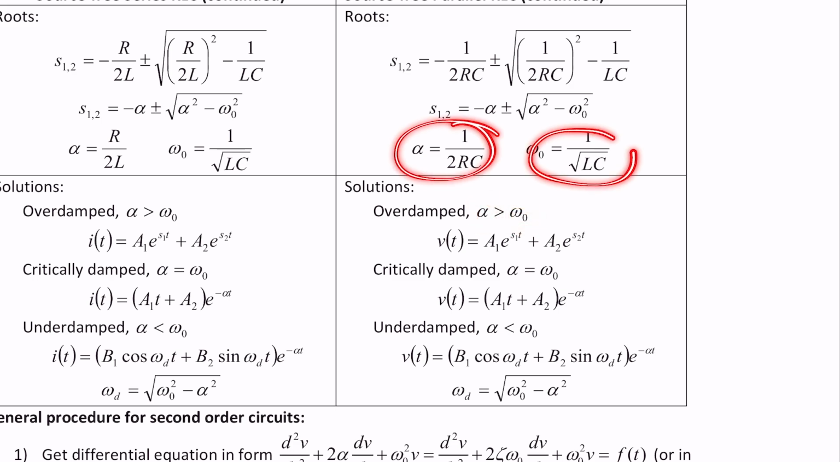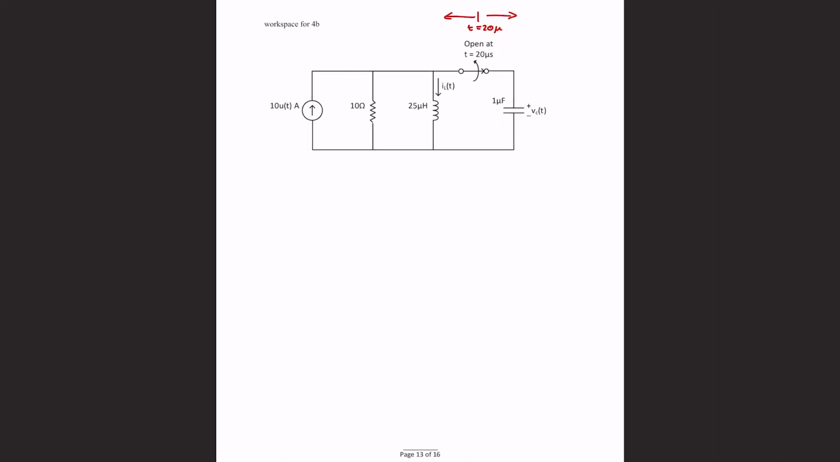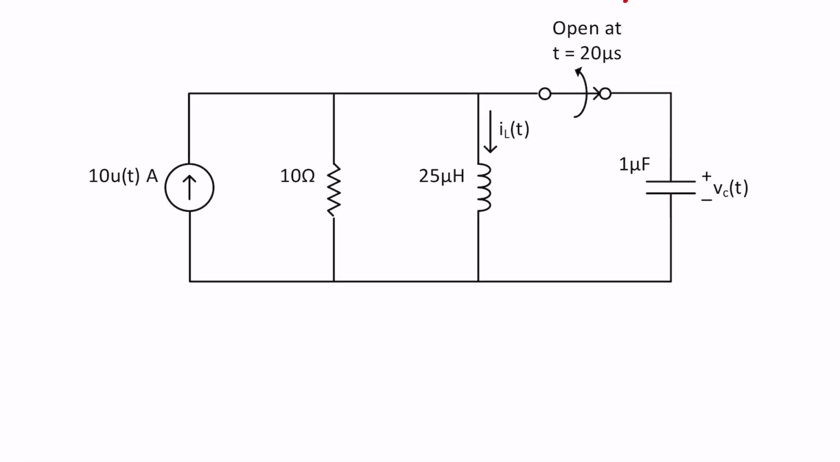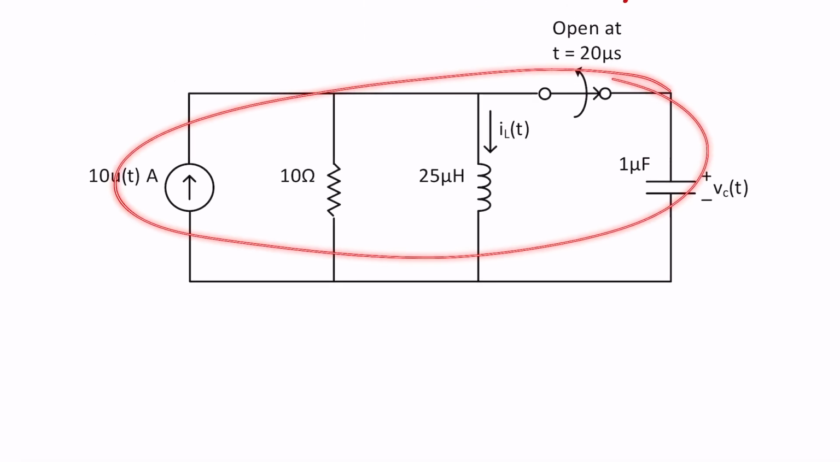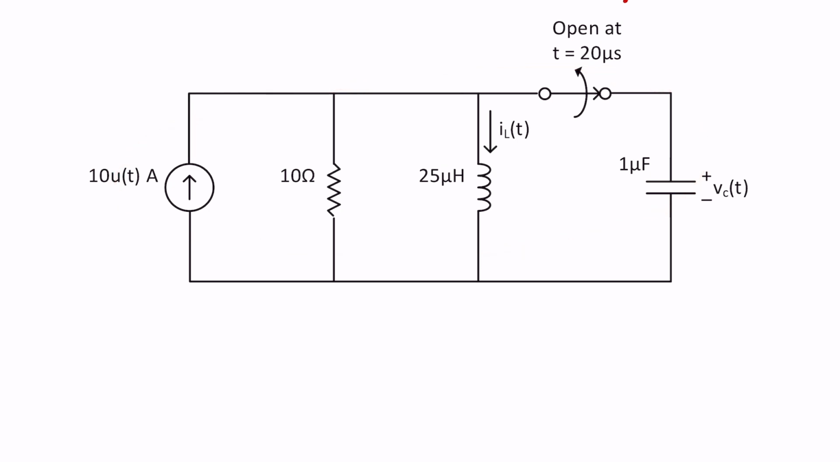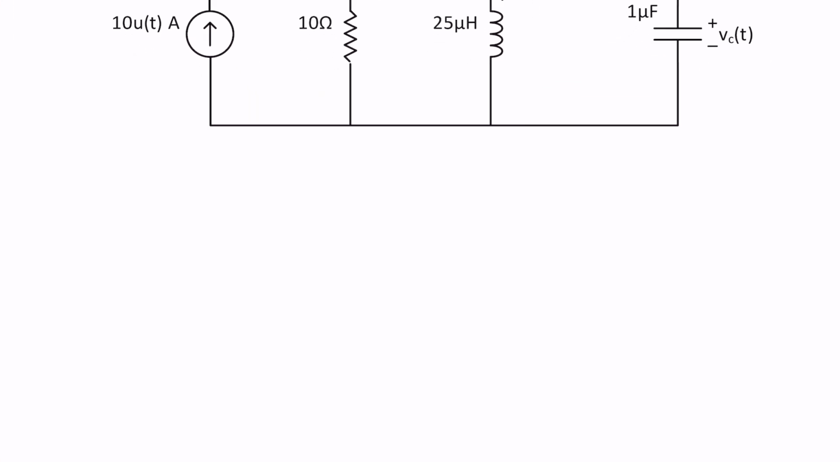That depends on alpha and omega. So here's how we find those. These are the 2 equations we're going to use. Remember, it needs to be in this form if you're going to use those 2 equations. If it's not, you might have to mess around with the circuit a bit, like simplify it, Thevenin, whatever. But for us, it's already in this form, which is perfect.